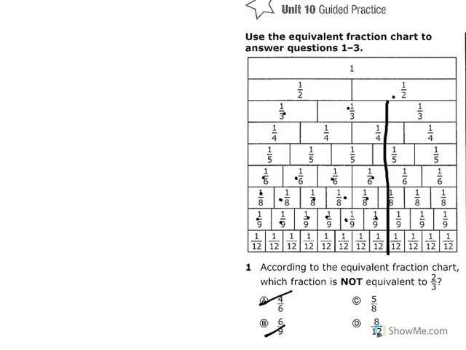Let's go ahead and look at the twelfths. 8 twelfths. 1, 2, 3, 4, 5, 6, 7, 8 twelfths. So 8 twelfths is not equivalent either. So 5/8 is the one that is not equivalent.